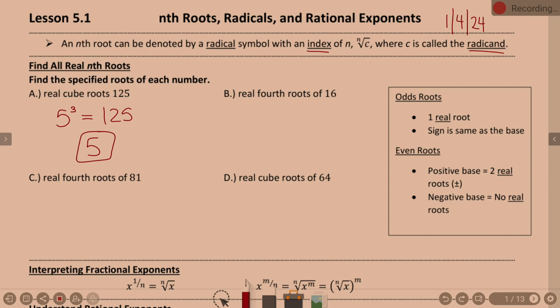Okay, B. Real fourth roots of 16. So this time I'm looking for something that multiplies 4 times, right? Take a guess. Do some checking. Lucy, what'd you say? 2. Is that true, folks? 2 to the 4th is equal to 16. 2 times 2 is 4, times 2 is 8, times 2 is 16. What if I say that's not the only answer?